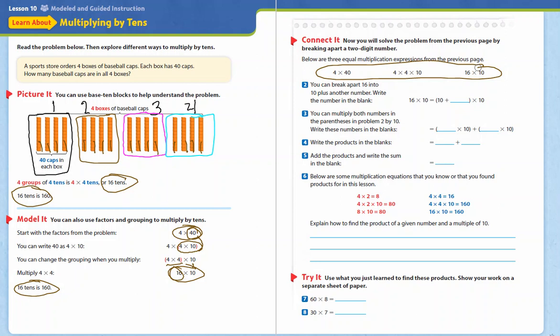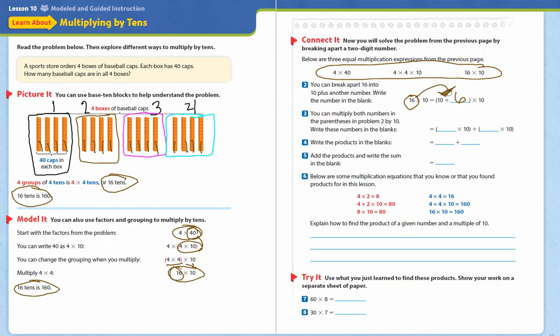So for number 2, it says you can break apart 16 into 10 plus another number. Write the number in the blank. So instead of saying 16, we can break it down into the sum of 10 plus 6, because 10 is just an easier number to work with. So we're going to put the 6 here because there's 10 plus 6. Instead of saying 16, I'm breaking it into 10 plus 6.